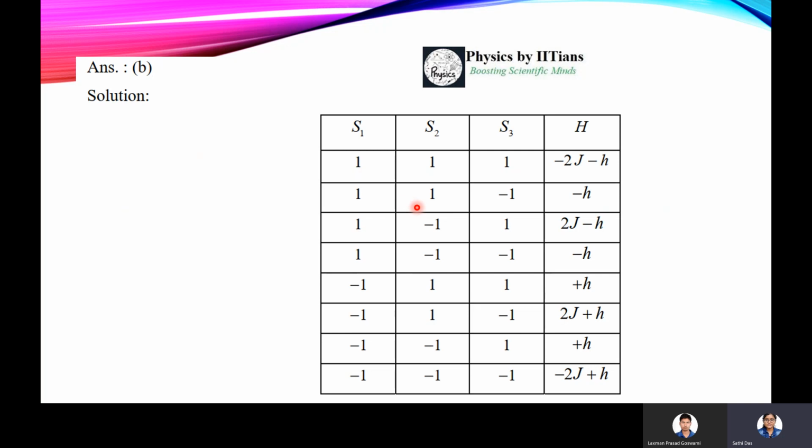Similarly, if we take two as plus 1 and one as minus 1, then we get several combinations. So 1, 1, minus 1 will give you minus H, 1, minus 1, 1 will give you 2J minus H, 1, minus 1, minus 1 will give you minus H, minus 1, 1, 1 gives you plus H, minus 1, 1, minus 1 gives you 2J plus H, minus 1, minus 1, 1 gives you plus H, minus 1, minus 1, minus 1 will give you minus 2J plus H.